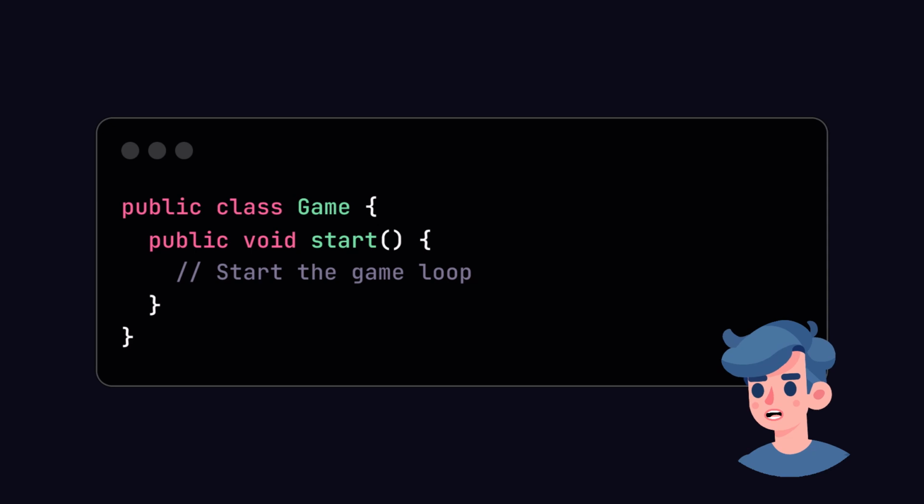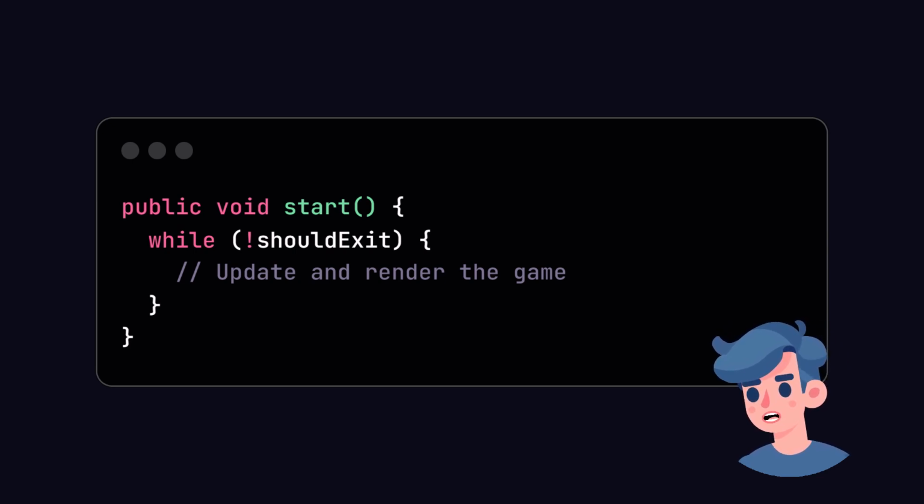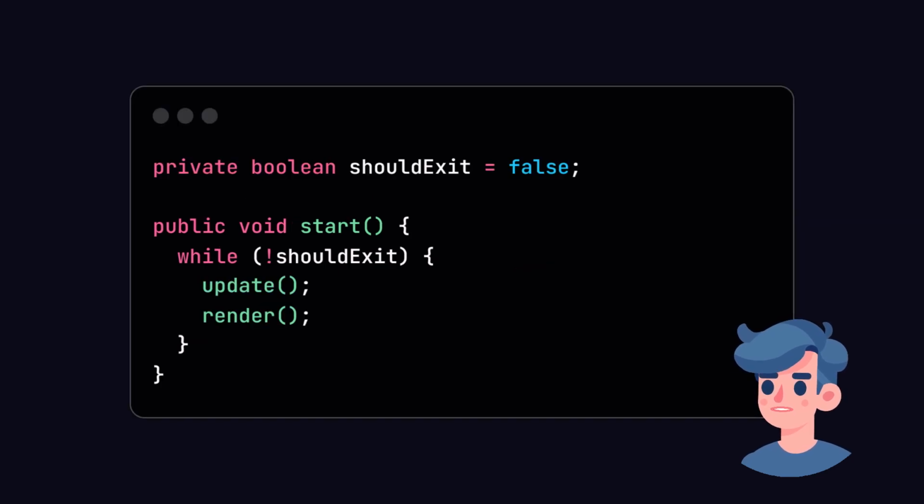Next, let's create the basic structure of our game. We will need a class called Game, which will encapsulate our game loop. Let's create this class. Inside the start method, we need to create the game loop. The game loop can be implemented using a while loop that continuously runs until the game is exited. Let's add that. To properly handle the exit condition, we need to set up a Boolean flag called shouldExit. This will help us cleanly exit from the game loop.